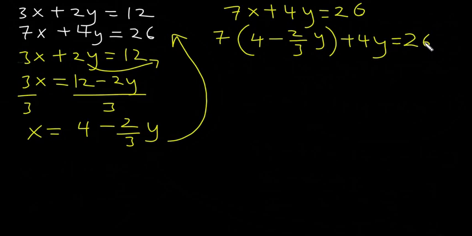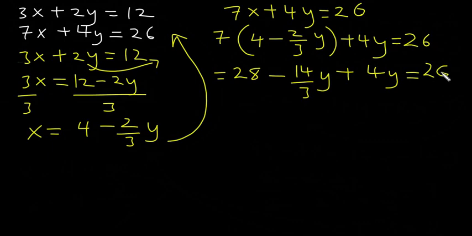So we then proceed to find the value of y. Let's open this bracket. We're going to have 28 minus, when you multiply this, 14 over 3 y, and then plus 4y is equal to 26. As you can see, we have a fraction and whole numbers. To make our work easier, we're going to multiply through by 3.